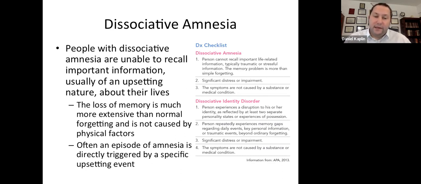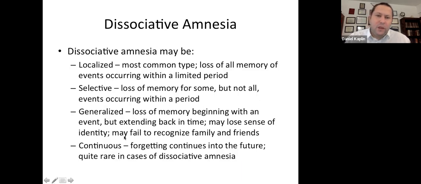And if you look at what the trigger is, I say in my class when I'm teaching about psychological disorders, stress is a universal trigger to mental illness. So if we look at upsetting events or stress, oftentimes an episode of amnesia could be explained by that. So dissociative amnesia could be localized, which is the most common type, where a person loses all memory of events within a limited time period.